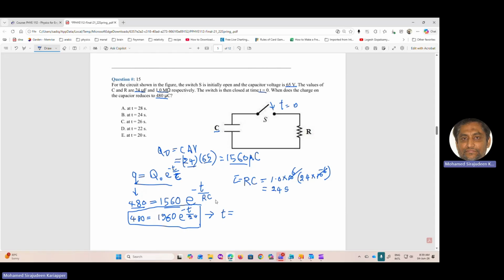Let me check it on my calculator. 480 equals 1560 e to the power minus x for the t, divided by RC which is equal to 24 seconds. I will solve this with shift calc. Yeah, 28. So time is equal to 28 seconds.